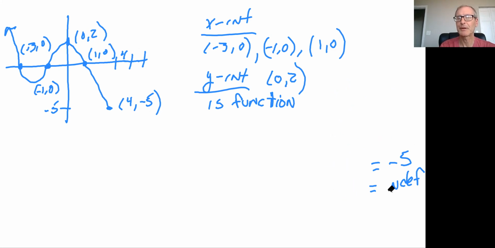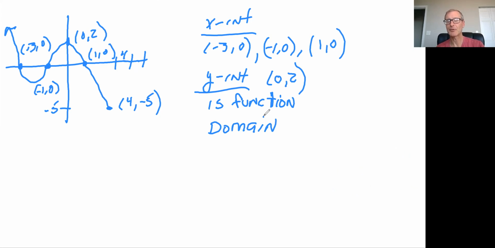Next question would be, what is the domain? And so how do we do that? Well, it's really nice if you have a graph. It's much nicer because you can visually see what the domain is. So the domain is all the x values that are defined by this graph. So you should look for what's the smallest x value and then what's the largest x value.